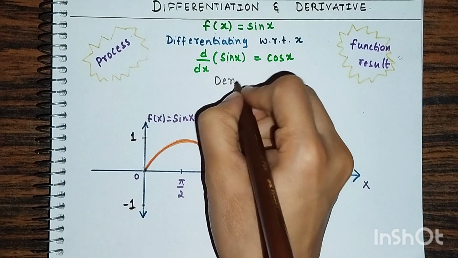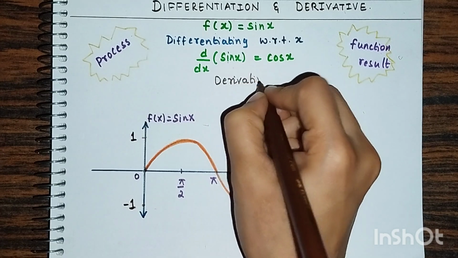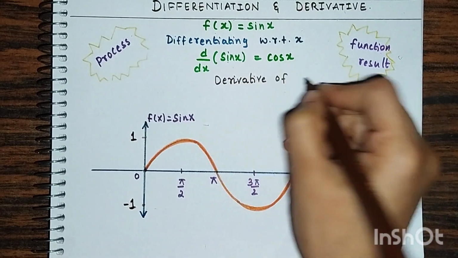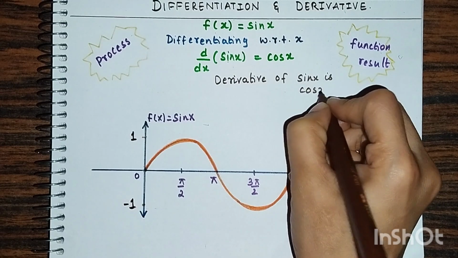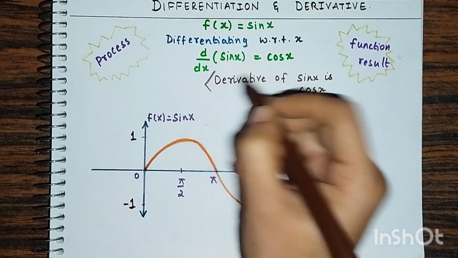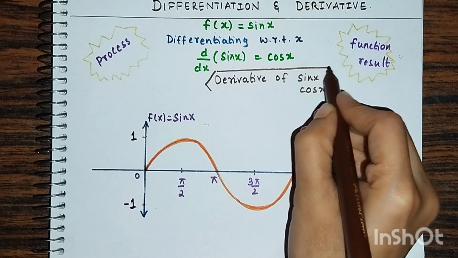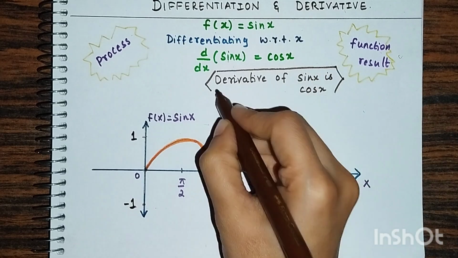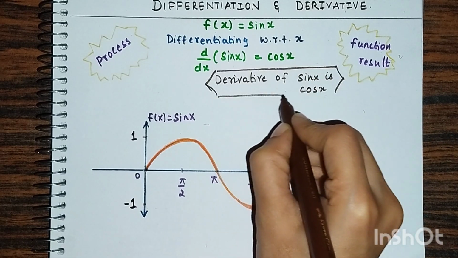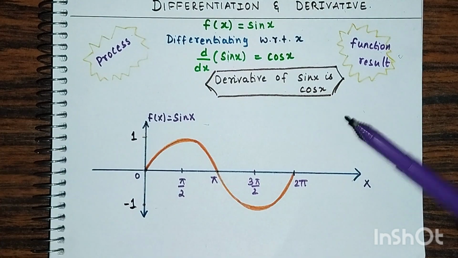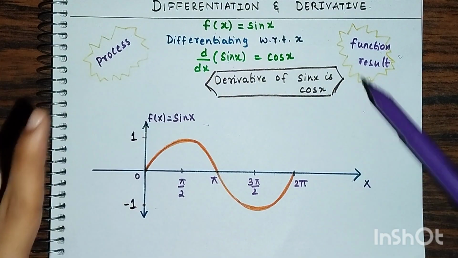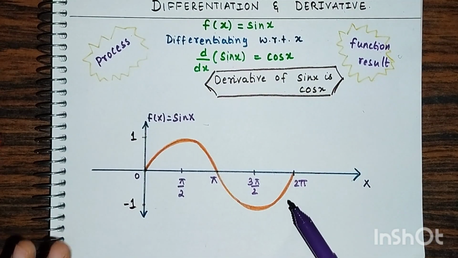Derivative of sin x is cos x. We have to remember this, which is very important. So derivative of sin x is cos x. Now we will understand this through a graph, because it's good. We are not just learning the formula, we are also understanding it, right?